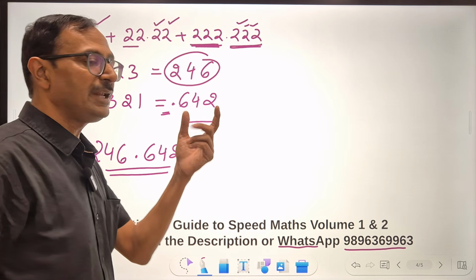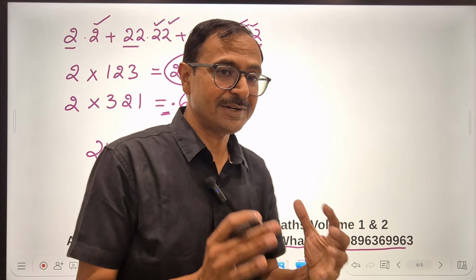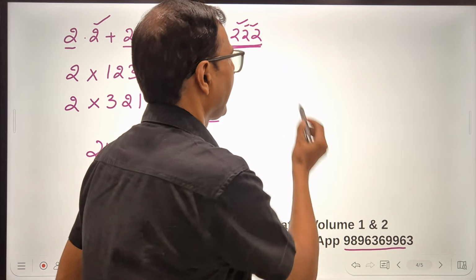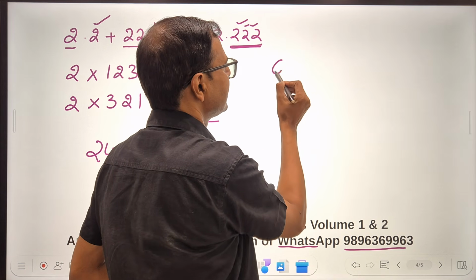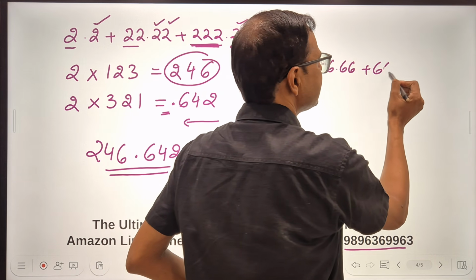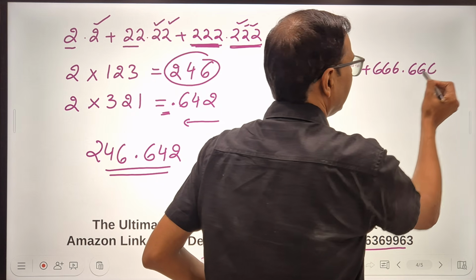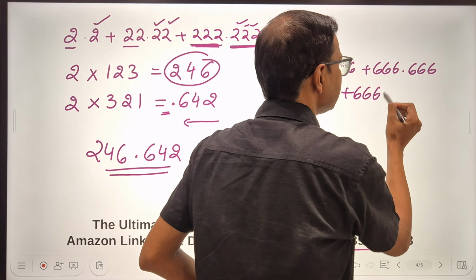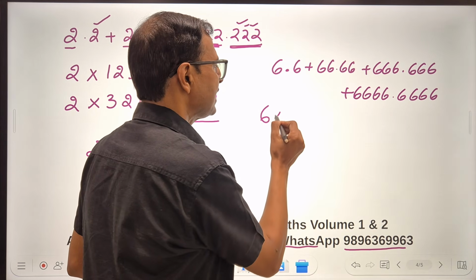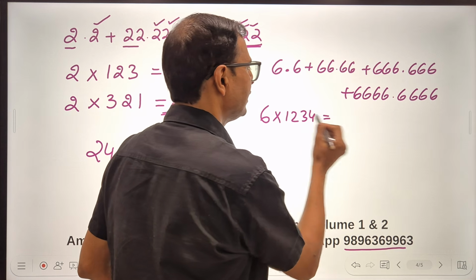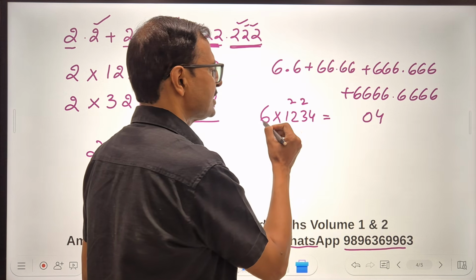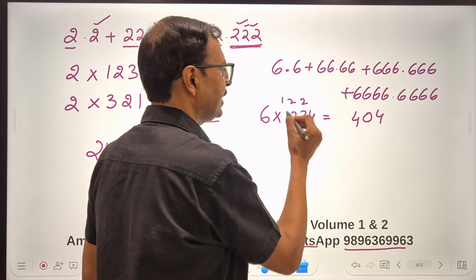Now, had this number been a 4-digit number, I would have inserted the decimal at 3 digits from the right-hand side. Let's take an example and understand that. Suppose I have 6.6 and then 66.66. And then 66.666 again, and then 6666.666. So what am I going to do? 6 times 1, 2, 3, 4. This is the first number. 6 4's are 24, 4 2 carry, 6 3's are 18, 20, 0 2 carry, 6 2's are 12 plus 2 is 14, 4 1 carry, and then 7.